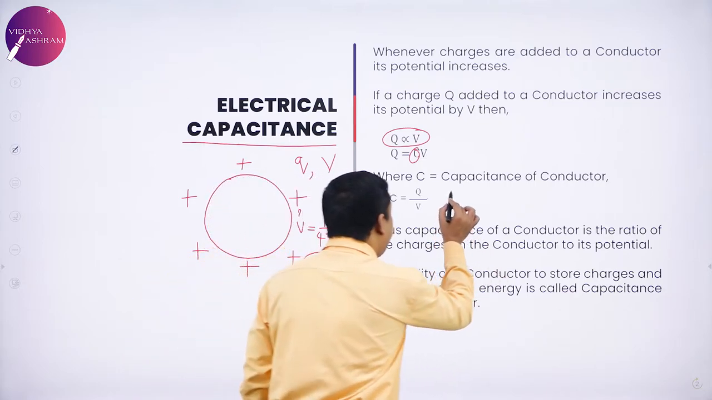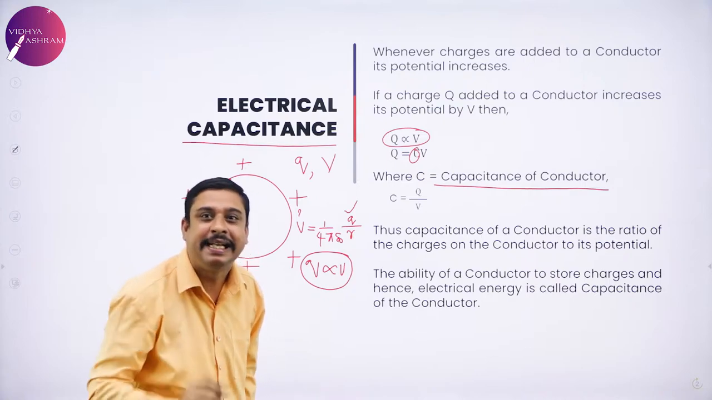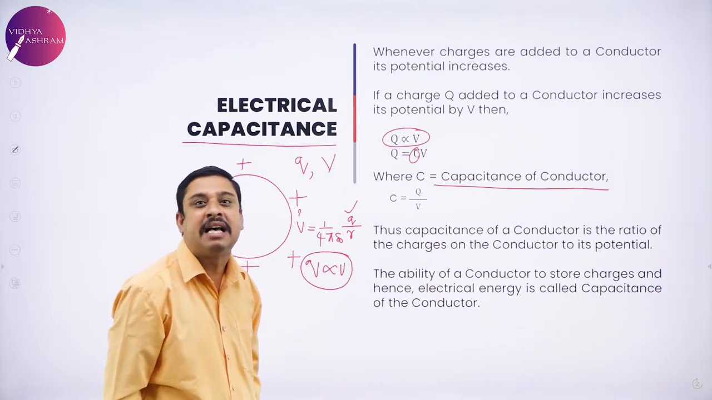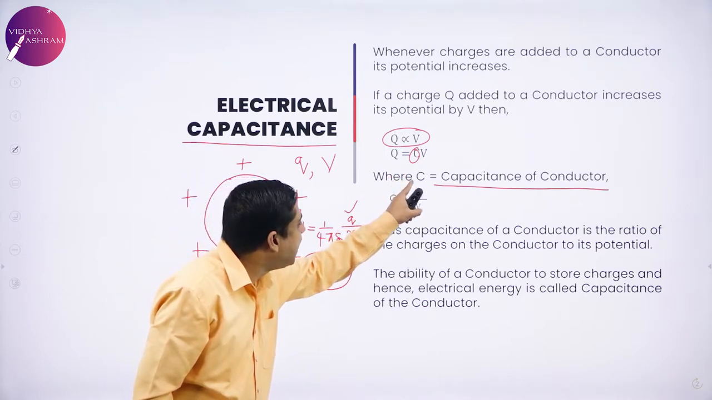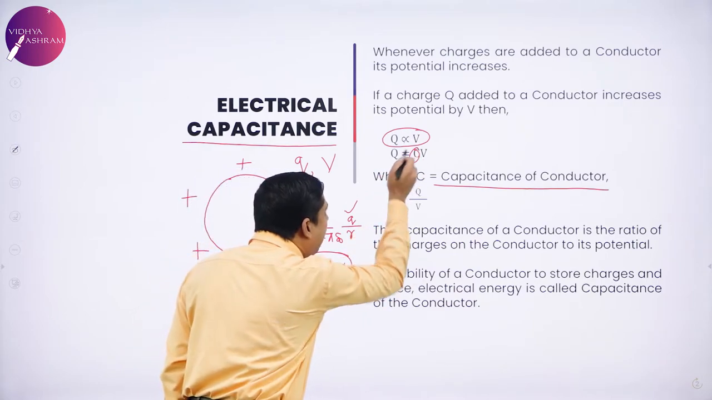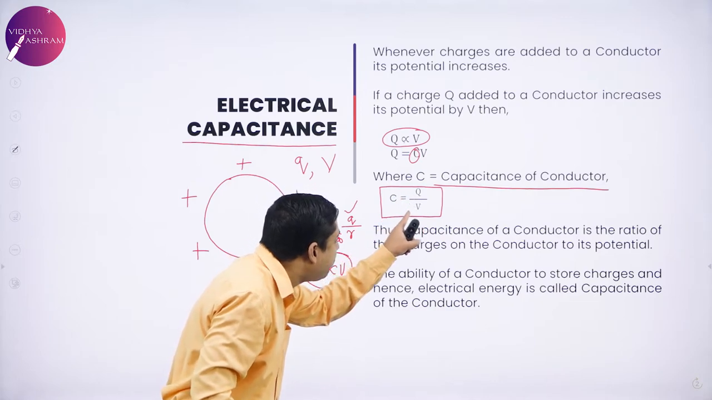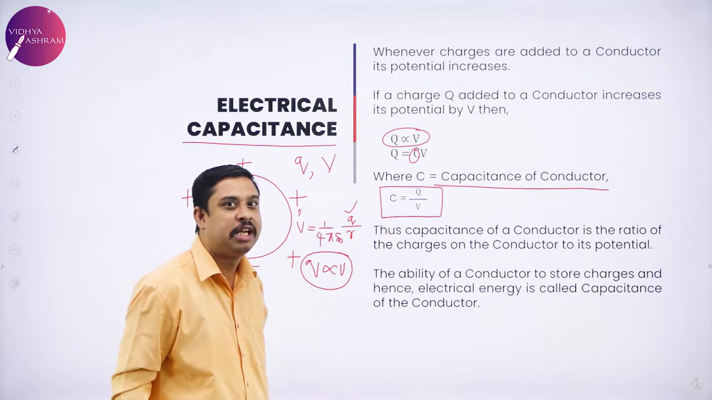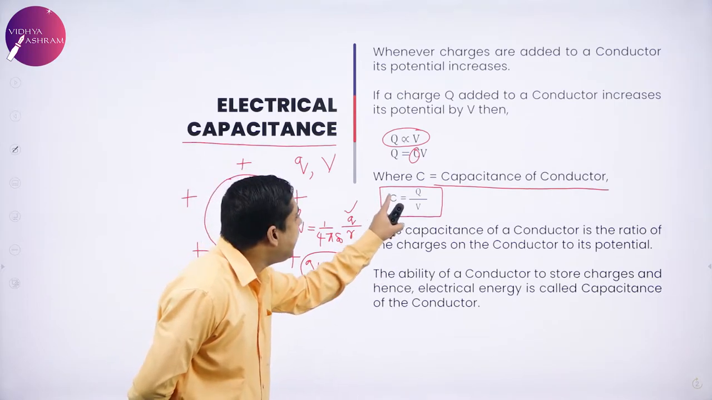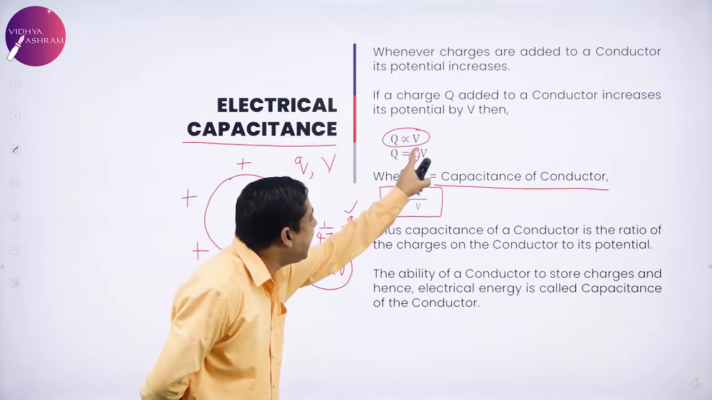And what is C? A very beautiful term called capacitance. C, capacitance of a conductor, crucial in the understanding of capacitors. C, the constant is called capacitance of a conductor. So equation na rearrange madidre, C can be written as Q divided by V. For any further discussion, any further derivation on capacitors, I require this C equals Q divided by V, or Q equals C into V.